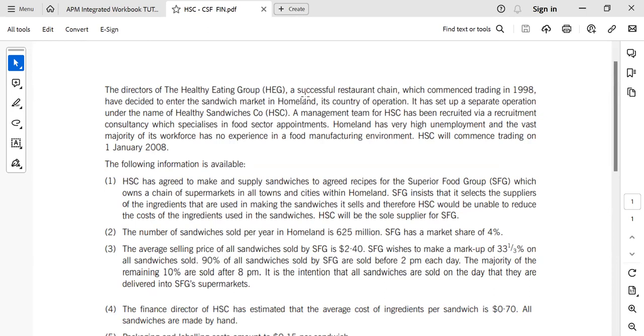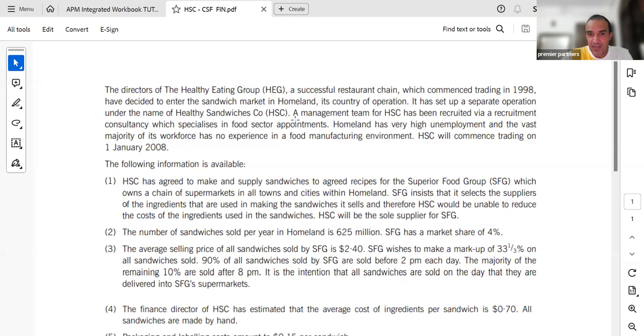Directors of HCG, commence 98, have decided to enter the sandwich market. It has set up a separate operation under the name of HCG. Okay, so HCG is the parent company. They have put up a subsidiary called HCC, the sandwiches company. The management team for HCC has been recruited by, okay. Yeah, that's fine.